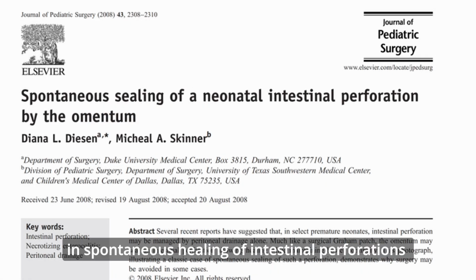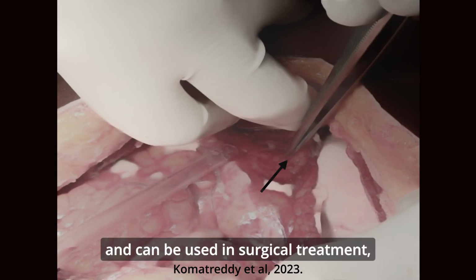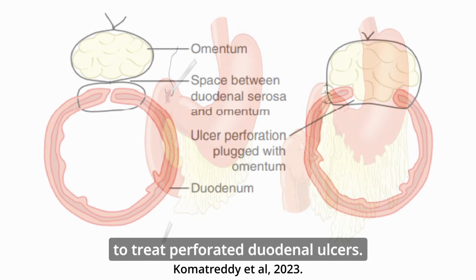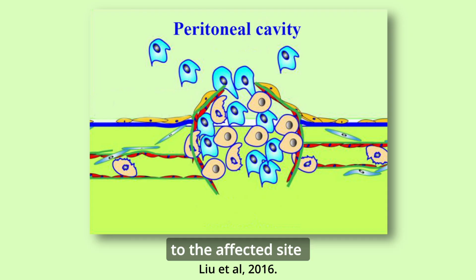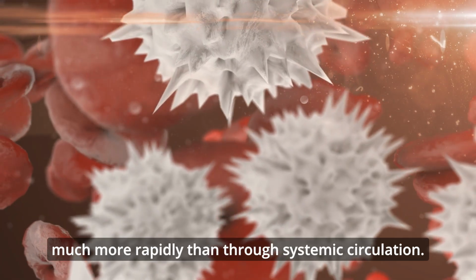It plays an essential role in spontaneous sealing of intestinal perforations and can be used in surgical treatment, such as the Graham patch to treat perforated duodenal ulcers. The greater omentum can deliver immune cells to the affected site much more rapidly than through systemic circulation.